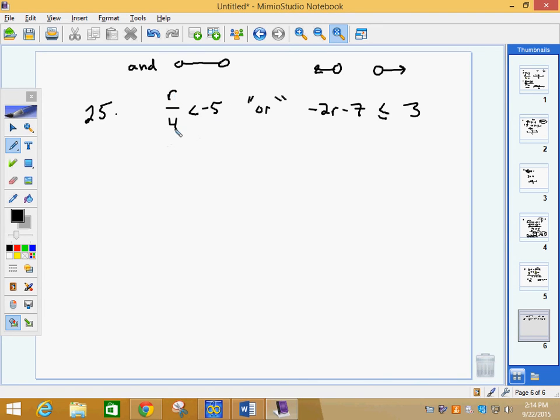So I have r being divided by 4, so I multiply by 4. Do the opposite to each side, times 4. This cancels. I get r is less than negative 20. Then I'll come to this side and solve. I'll add 7 to each side. Cancels, bring the rest down.